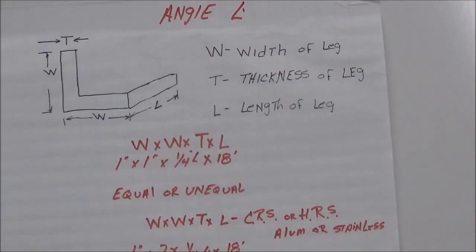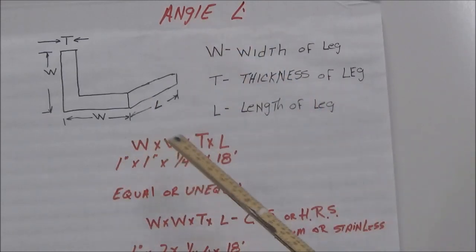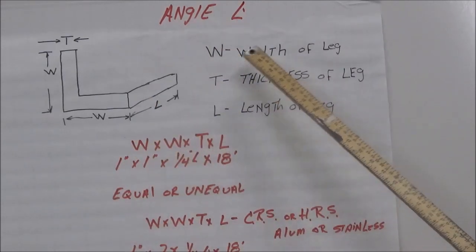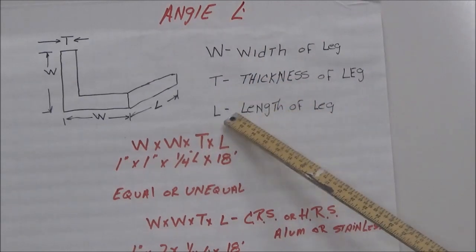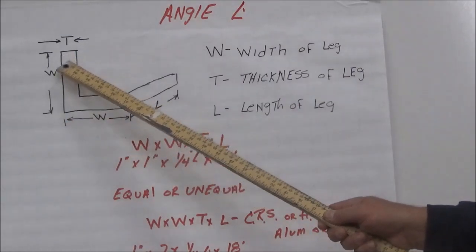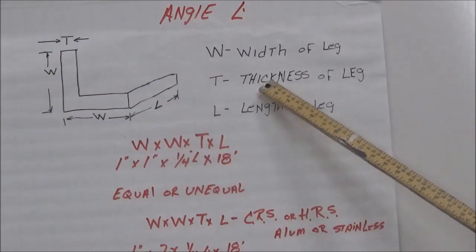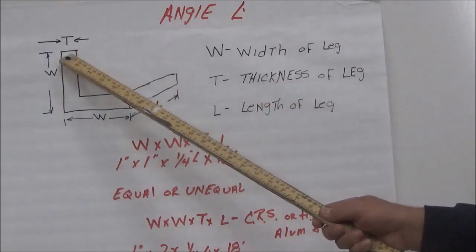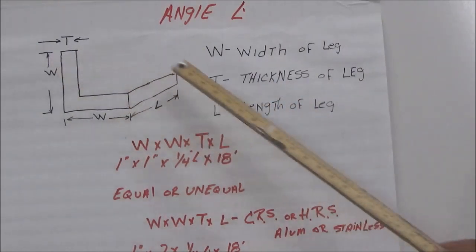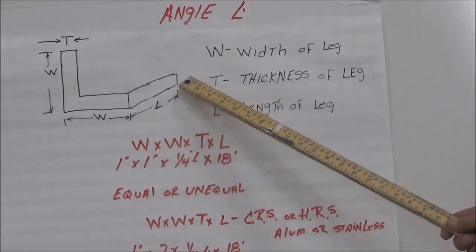Alright guys, let's go ahead and get started. We're going to start with the most basic of our variety of structural shapes, which is an angle. Now, keep in mind that angle is W, T, L. The W is the width of the leg, and that's going to be in inches. This is the thickness of the leg. This distance here is going to be the thickness, and this is going to be the length of the material, the length of the material itself.